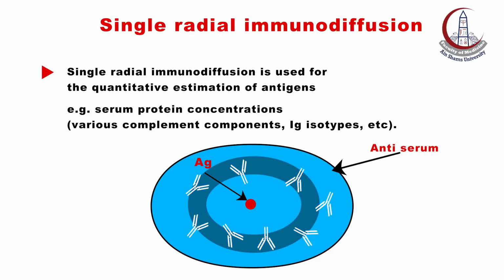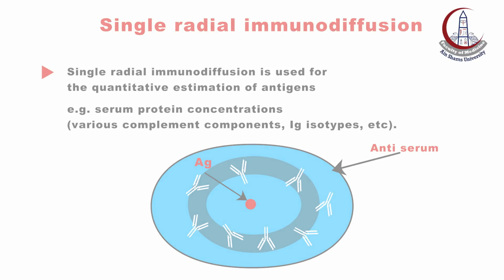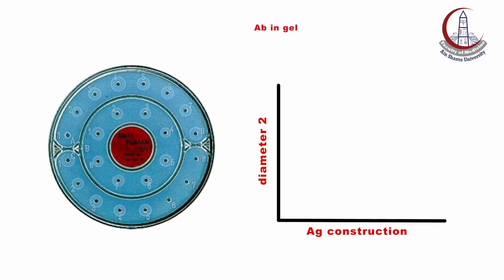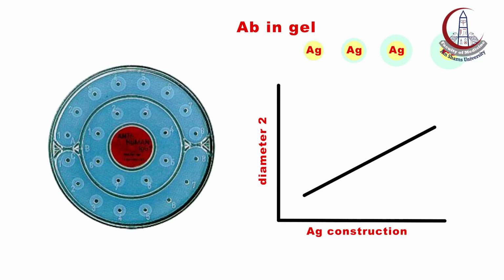The greater the initial concentration of antigen in the well, the greater the diameter of the precipitation line. By running a range of known antigen concentrations on the gel and by measuring the diameters of precipitin rings, a standard curve can be constructed, as you can see here. The antigen concentrations of unknown samples, or the patient's serum, are run on the same gel and can be calculated from the standard curve.